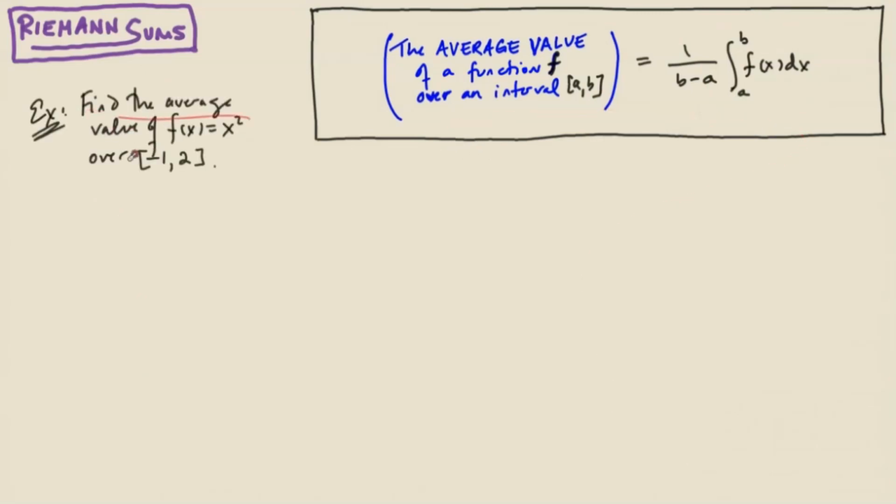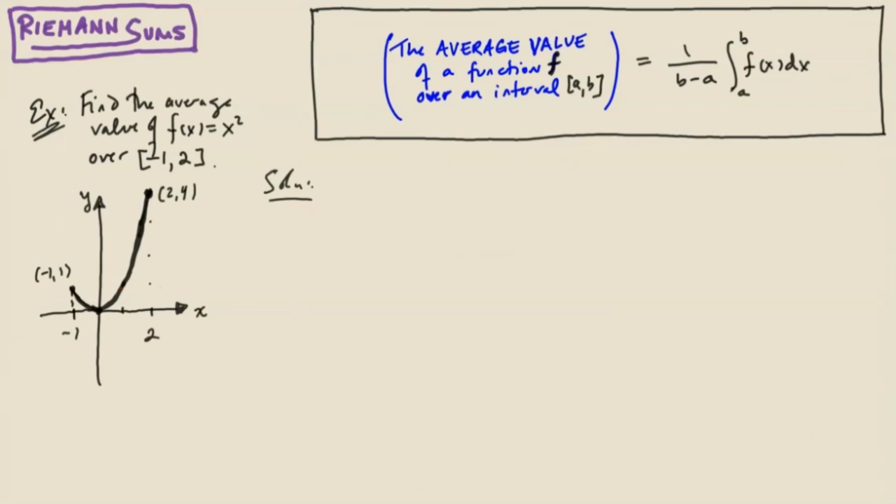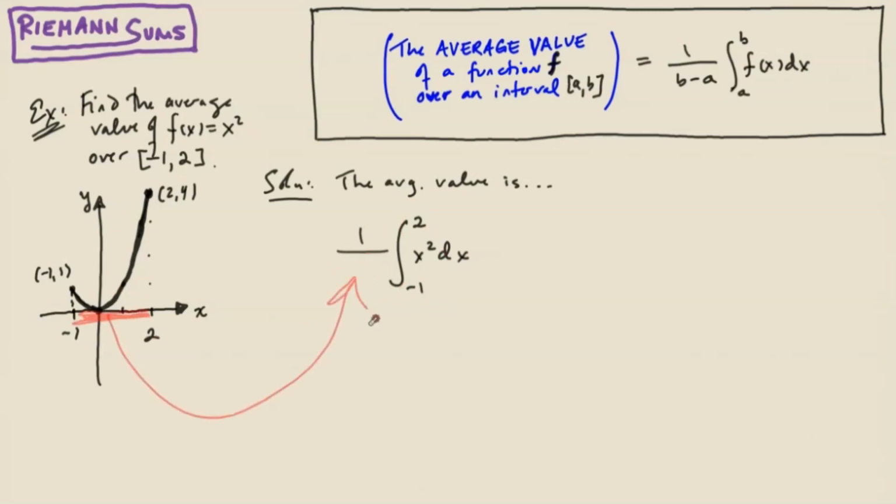So let's find the average value of the squaring function over the interval from -1 to 2. It never hurts to think geometrically, so let's bear the graph of the function in mind. Well, our solution is simple. How do we get the average value? We integrate the function over the interval and divide by the length of the interval, which in our case is 3. And now we have a very easy computation.